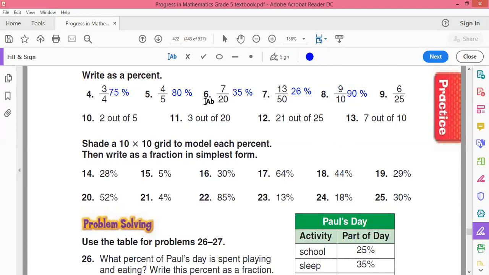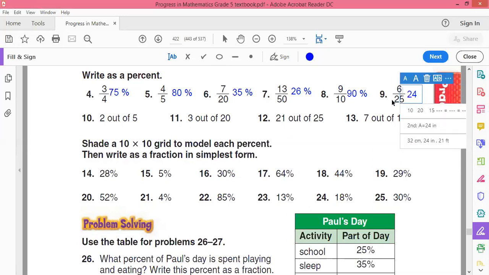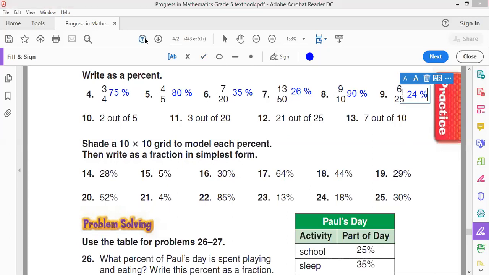Very good. Now, Kareem, can you answer? Okay, he cannot. Abdul Mohsin. It's easy. The lesson is easy. Yes. Question number 9. Answer me. 6/25. 25 multiply 4. Okay. 25 times 4 is 100. And 6 times 4 is 24. So, 24%. Excellent. 24%. Clear?